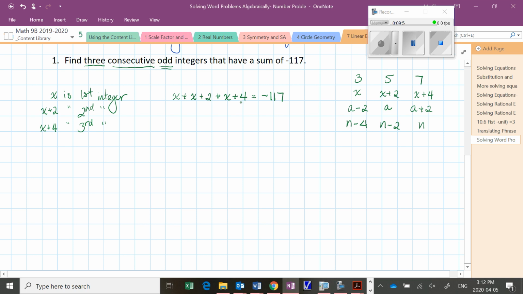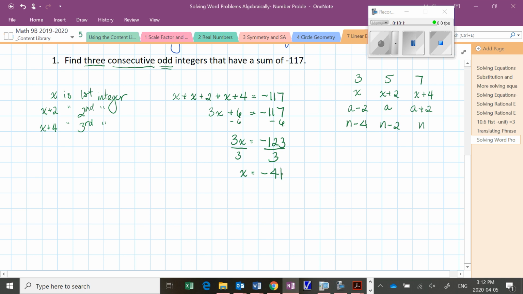Combining our like terms on the left side, we've got 3x plus 6 equals negative 117, and then we'll subtract 6 from each side, so then 3x is equal to negative 123, and then divide both sides by 3, and x is equal to negative 41.